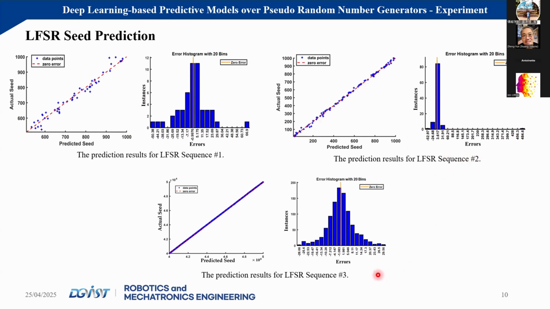For the last sequence, which consists of 16-bit values, we can assume that it perfectly fits the line, though we can see that there are some errors in the error histogram.